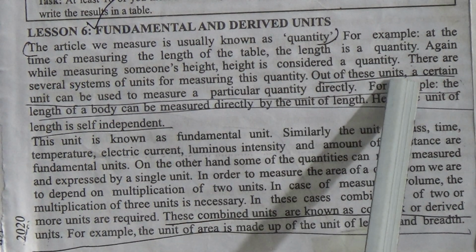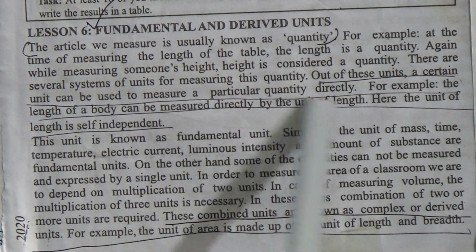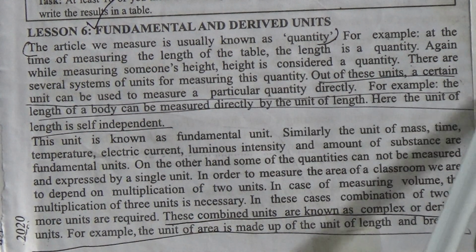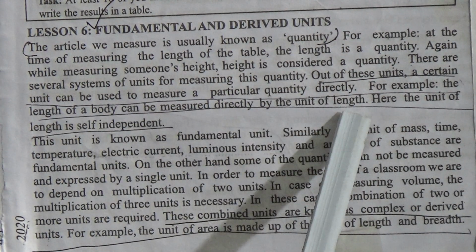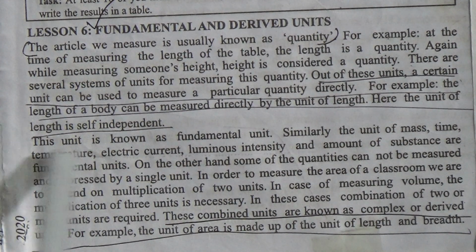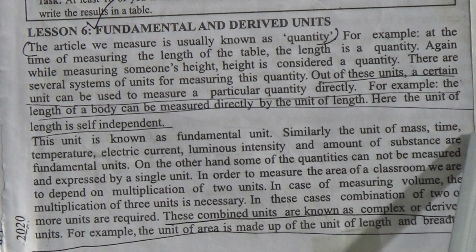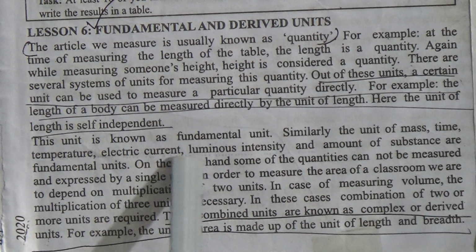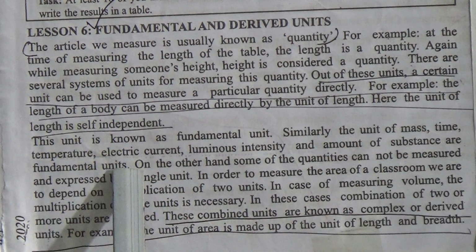Out of these units, a certain unit can be used to measure a particular quantity directly. For example, the length of a body can be measured directly by the unit of length. Here the unit of length is self-independent. This unit is known as fundamental unit. Similarly, the unit of mass, time, temperature, electric current, luminous intensity and amount of substance are fundamental units.